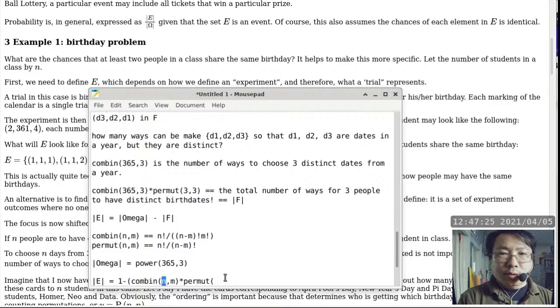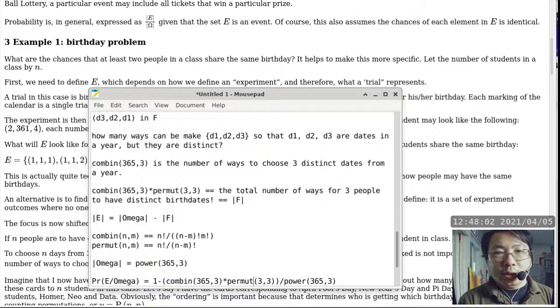No. Okay, let's deal with a concrete case and then we'll generalize. So this is a concrete case of 3 people in class. So this is 3, 3, and then this whole thing divided by 365 to the power of 3. All right, that is the probability of E. This is not the cardinality of E. This is actually the probability of E, given what we consider as our omega, or just P(E) is fine, without the omega, because it's usually understood.